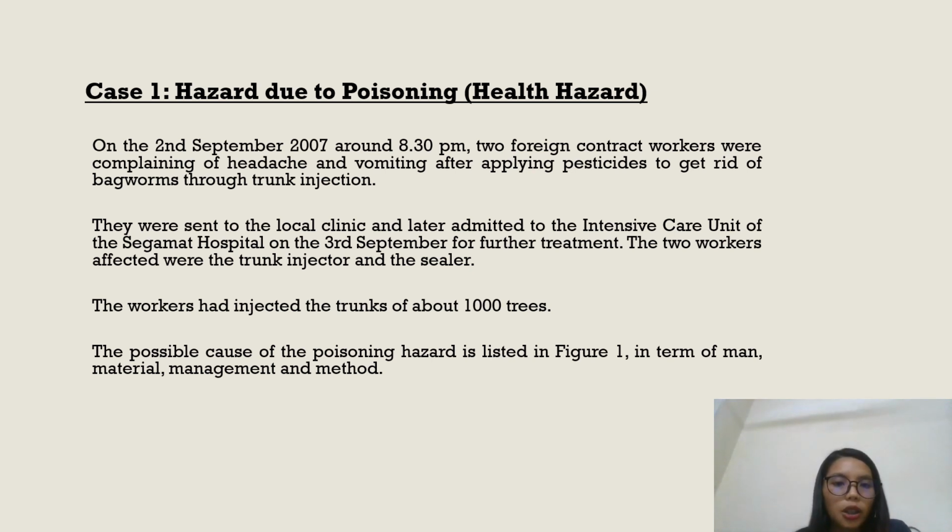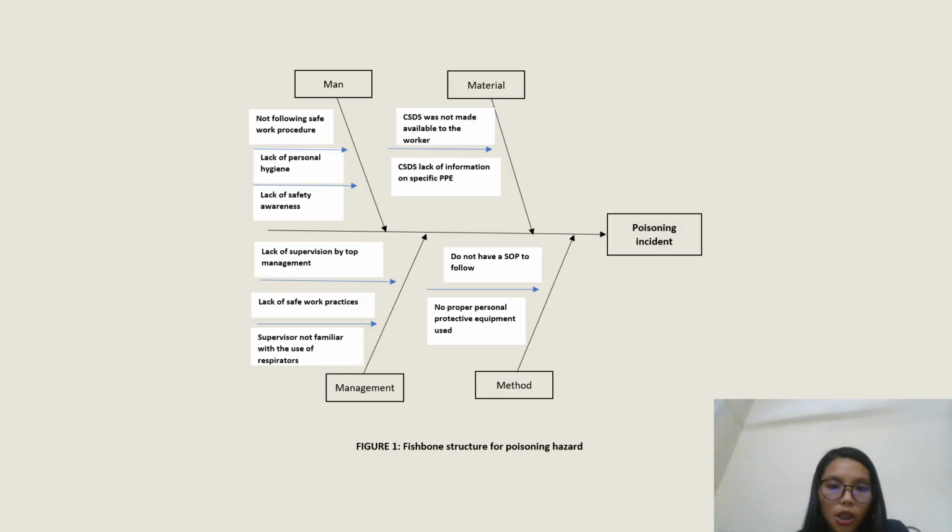material, management, and also methods. So here is the fishbone structure of the poisoning hazard. We started with man, representing the workers. Based on our investigation, the workers did not follow any safe work procedure, lacked personal hygiene, and lacked safety awareness. And next factor is the material.